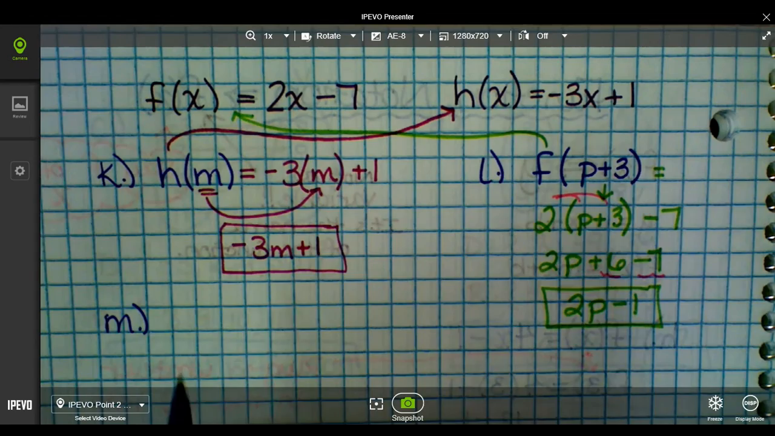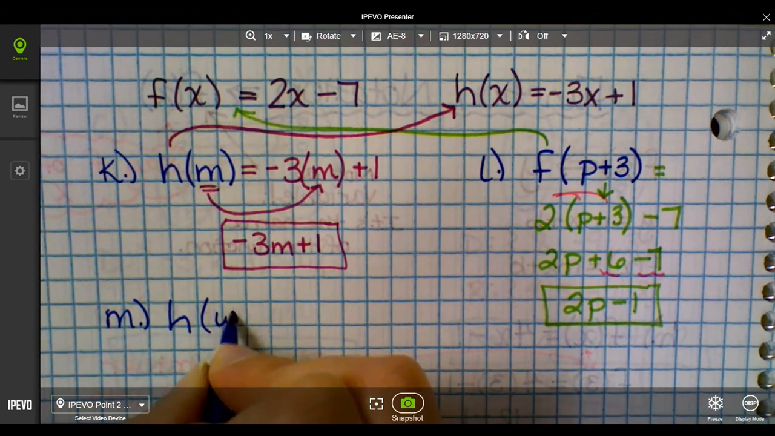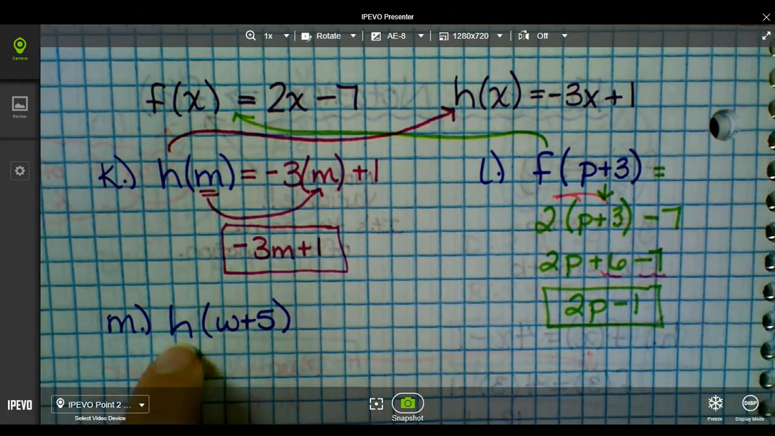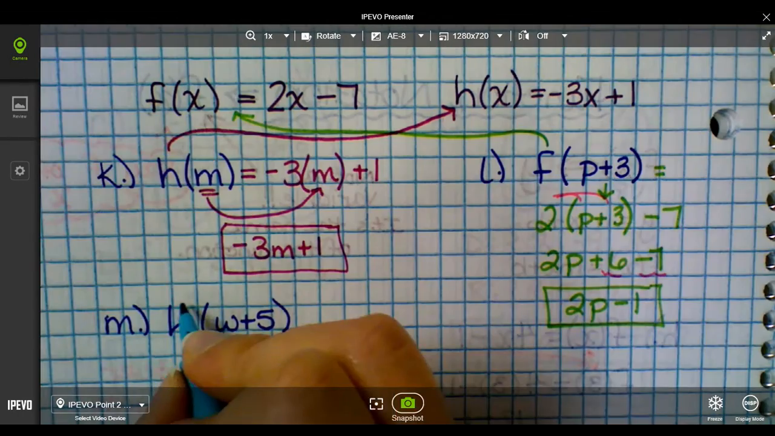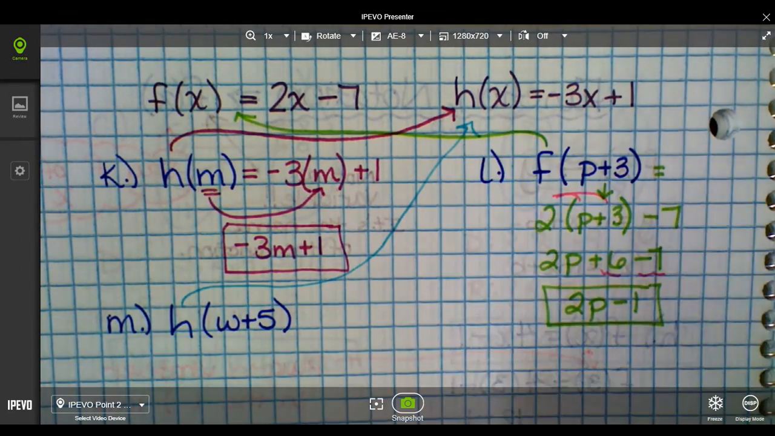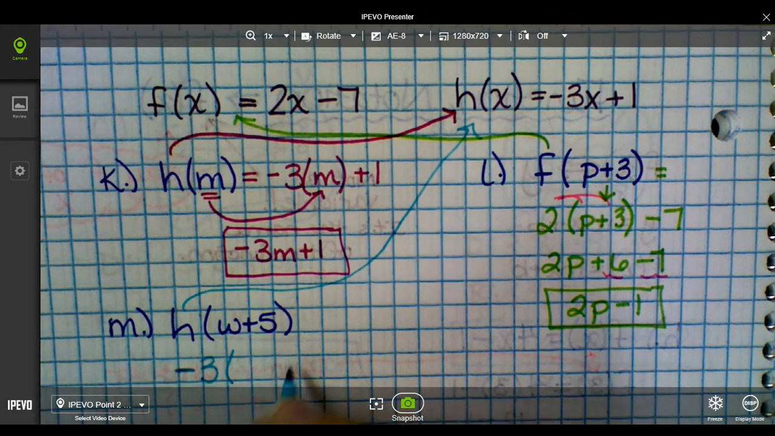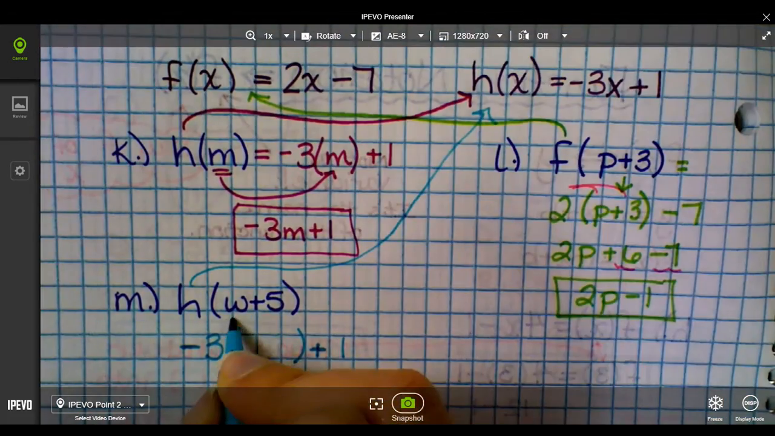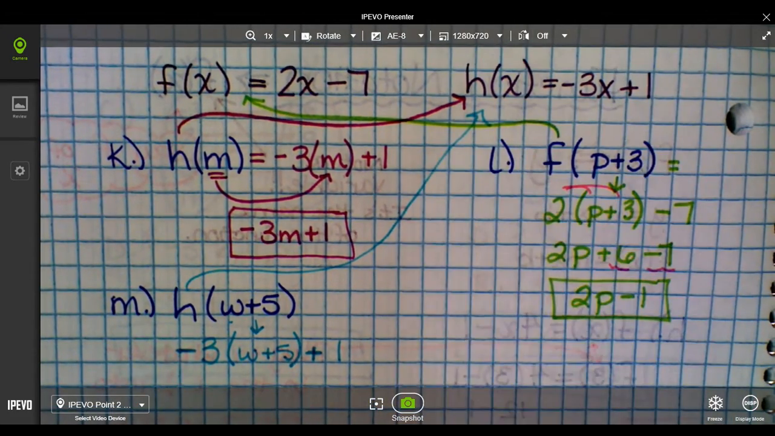Okay, so for this one, now I'm going to have h of w plus 5. So again, now I'm looking at the h function. I want to make sure I'm going over here. Just going to get another color. So I'm going over here. Want to plug it into this function. So let me just open that function back up. I know I'm plugging in something for x. What am I plugging in for x? Whatever's in the parentheses. So that w plus 5 just drops down in there.